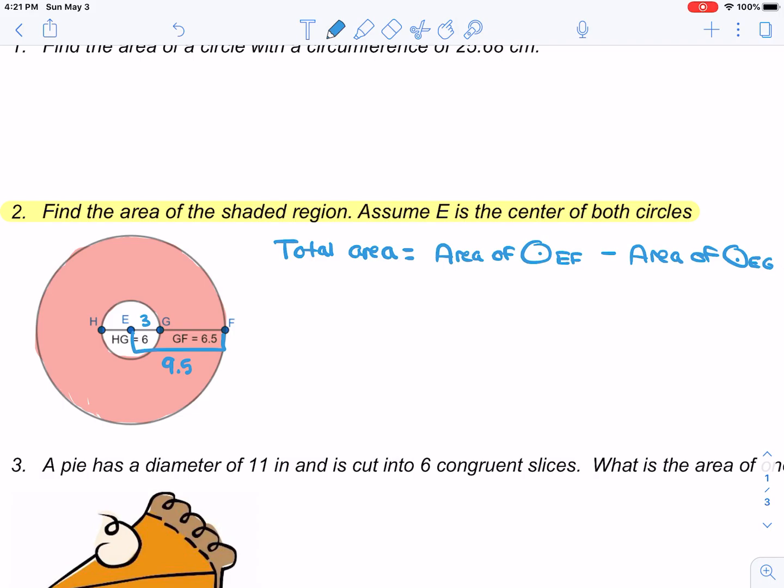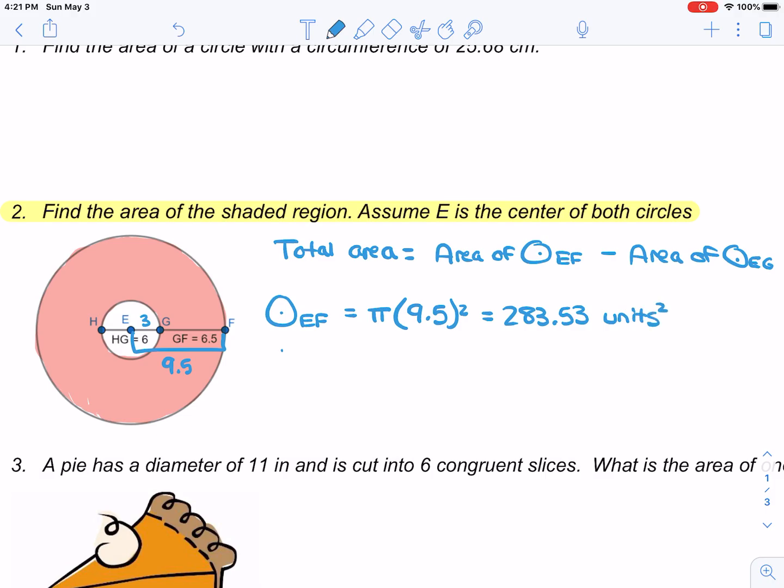For our first step, we're going to find the area of circle EF. Again, that's easy. We just have pi r squared, and we already found our radius, so we're going to do pi times 9.5 and square that. If you enter that in your calculator correctly, only squaring that 9.5, you should get 283.53. And since we don't have inches or centimeters or anything, I'm going to write units squared.